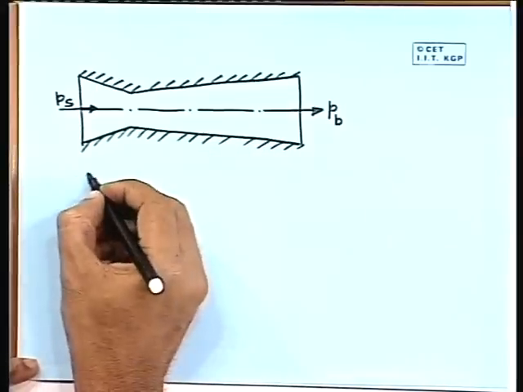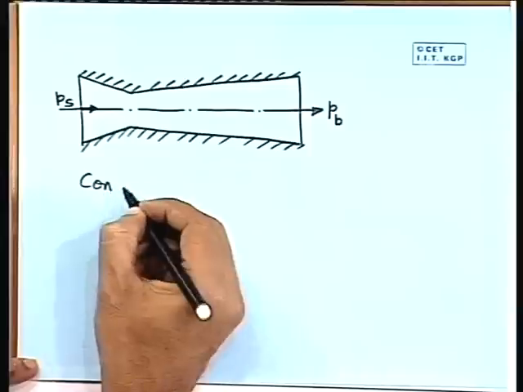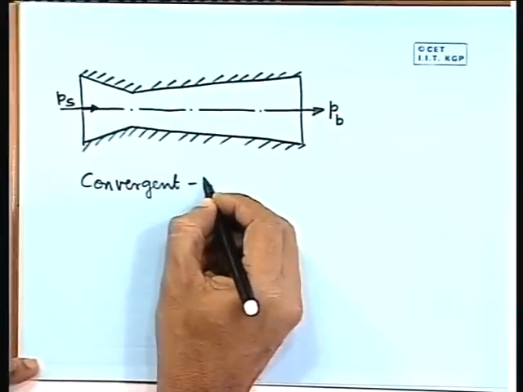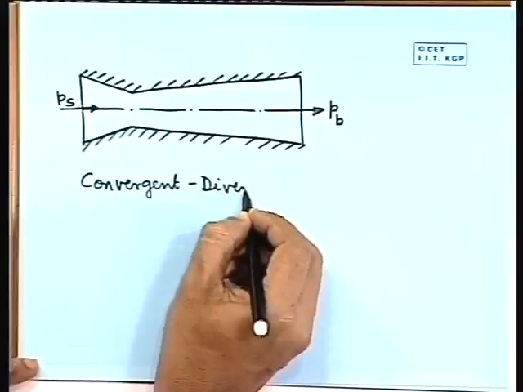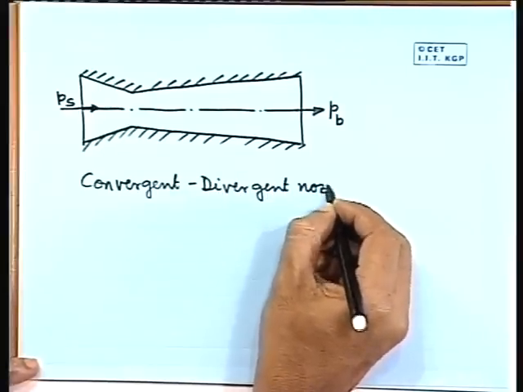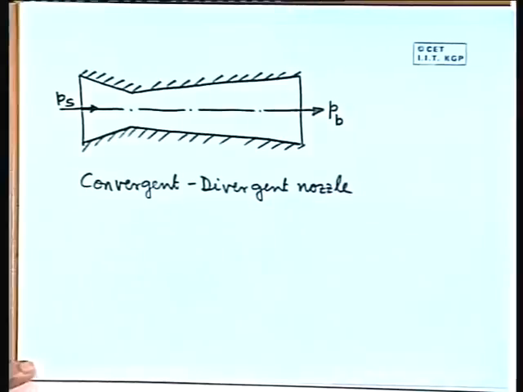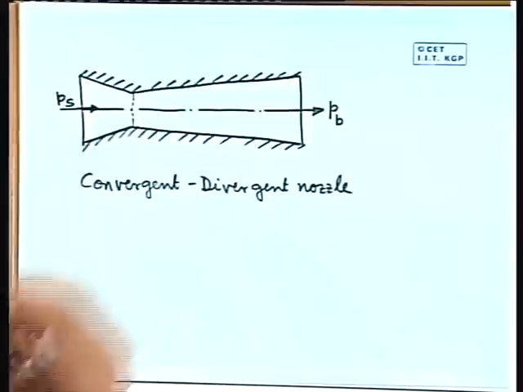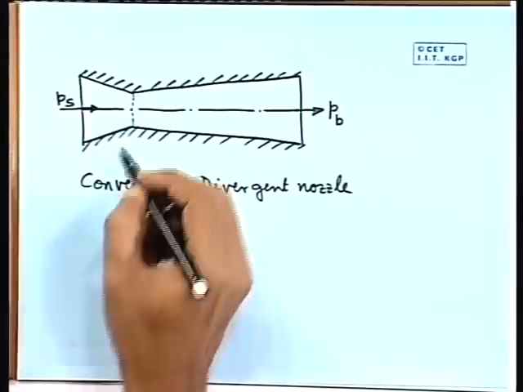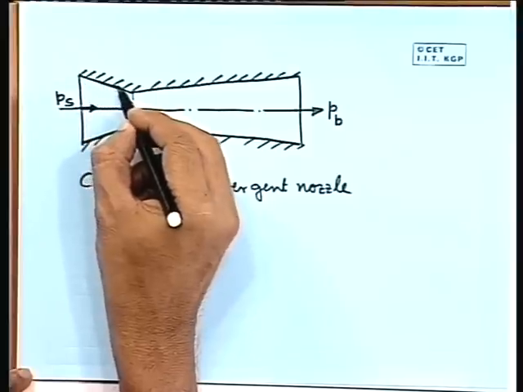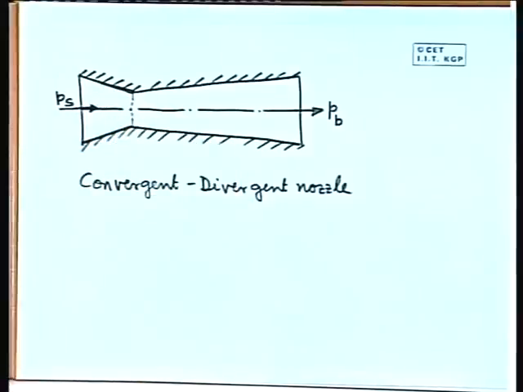So, this is your convergent divergent nozzle. Now, in this case what will happen? The phenomenon in the convergent portion is same as we have discussed earlier.